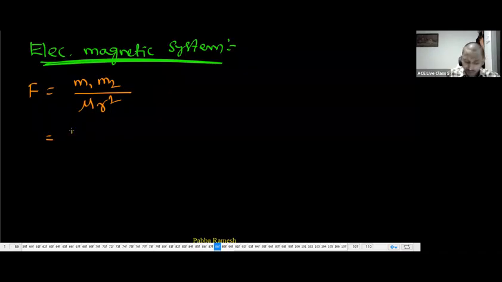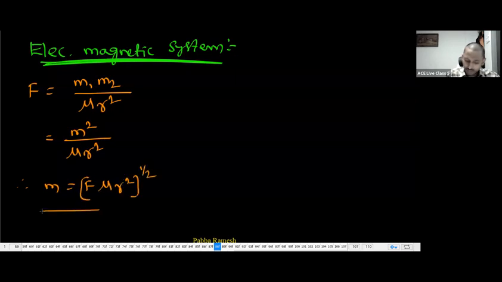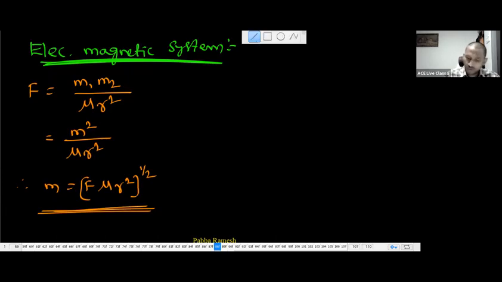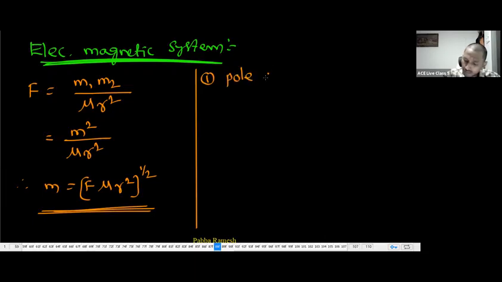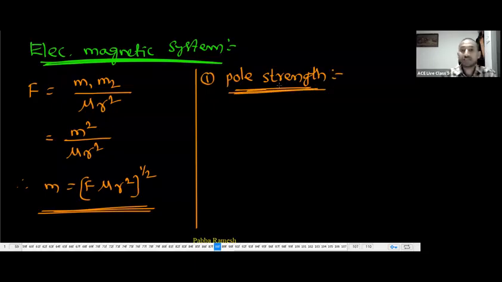For simplification, I'm saying M square by mu R square, meaning I'm taking the same pole strength. Therefore, we can say M is equal to (F mu R square) whole power 1 by 2. Now, the first topic as usual is pole strength. So what is the pole strength? The pole strength is M.